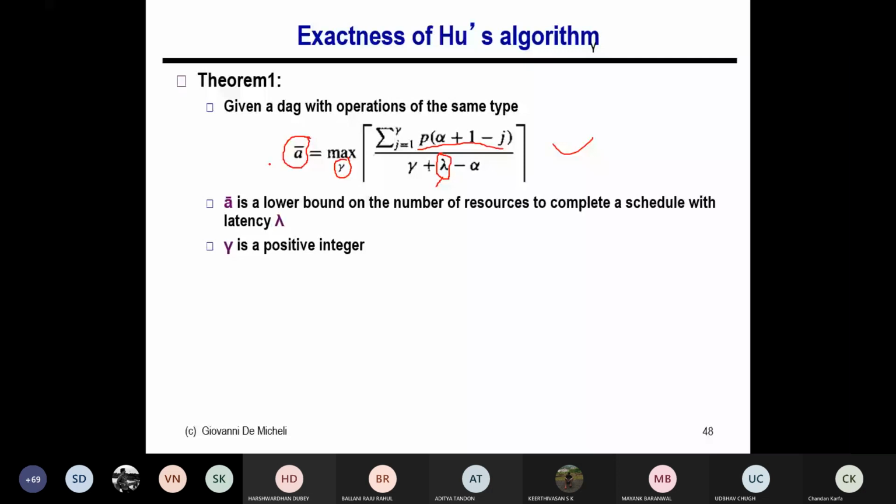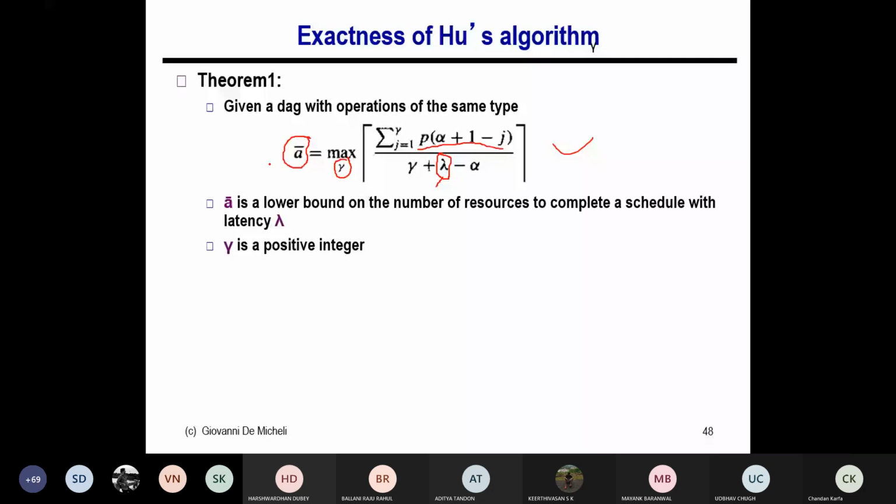So under these three assumptions, this algorithm solves both. The interpretation of my statement is that if I know the lower bound, I can make sure that this Hughes algorithm is always able to schedule the graph in lambda time steps using a-bar number of resources, where a-bar is the lower bound and lambda is also achievable. So this is basically exact in terms of resource as well as latency. Okay.